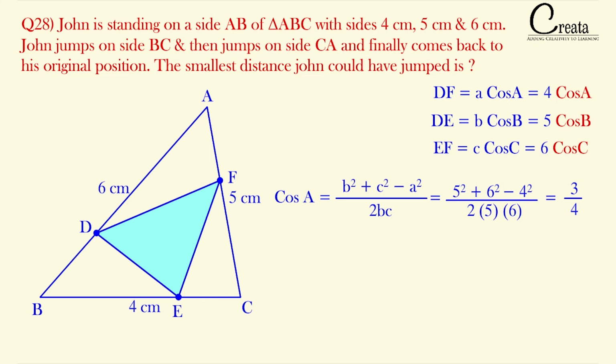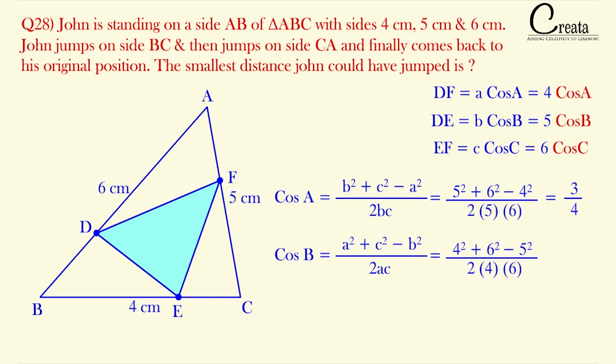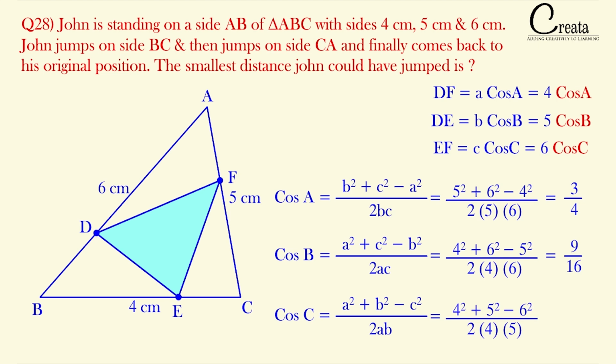Further, let's apply the formula of cos B, that is (a square plus c square minus b square) upon 2ac. On putting the values and solving, we got cos B as 9 upon 16. Further, we got cos C as 1 by 8. We got cos A, cos B and cos C.